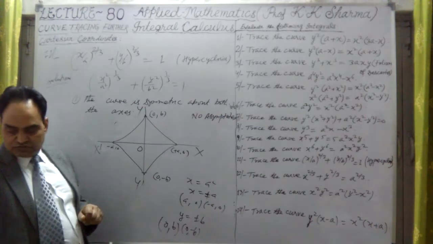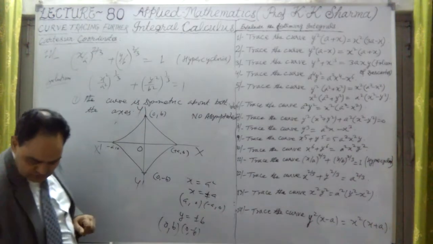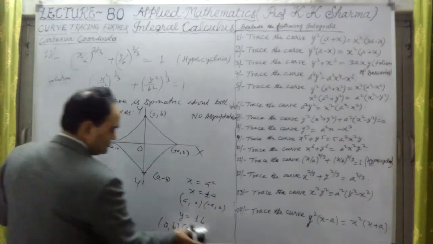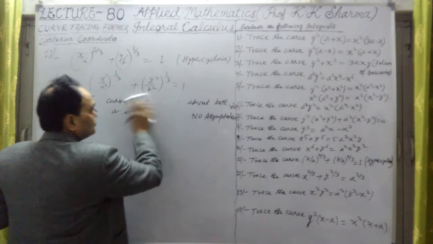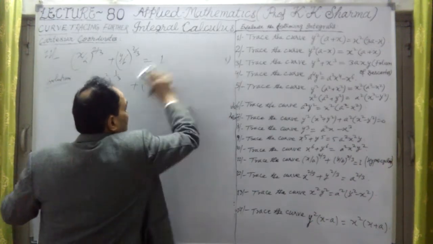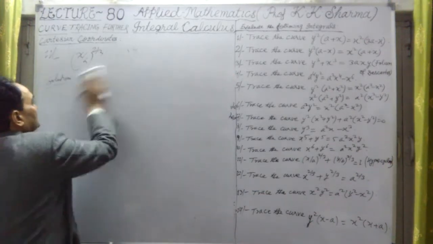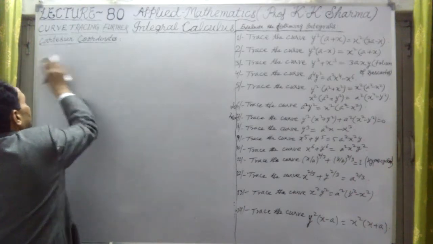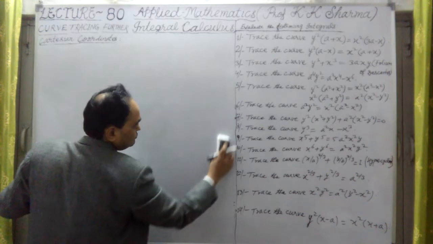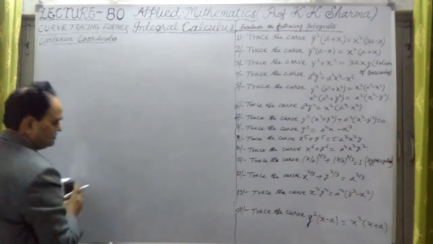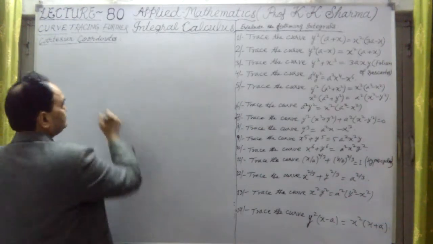We have done the 11th question. Now for the 12th question, let me see what kind of shape is there. Here there are no asymptotes, because of that we have taken these points. Question 11 was symmetric to both the axes, and we have seen what kind of curve was there.